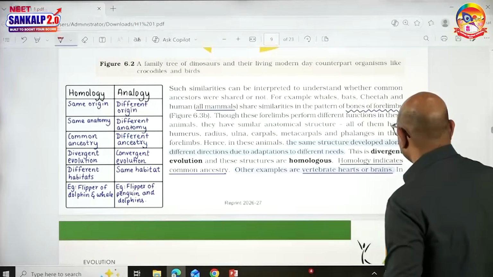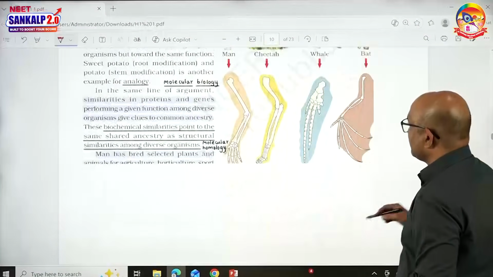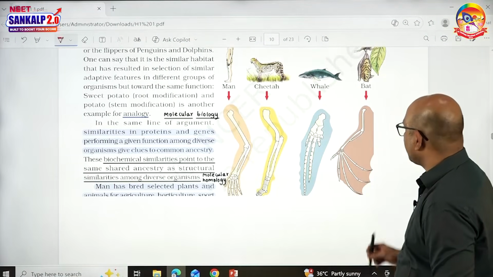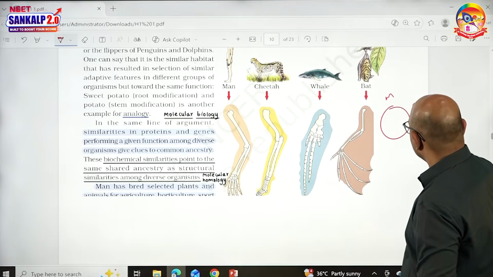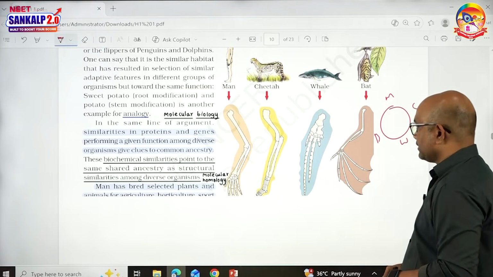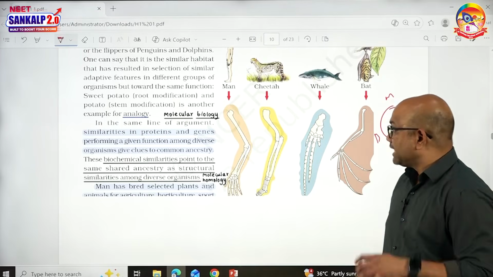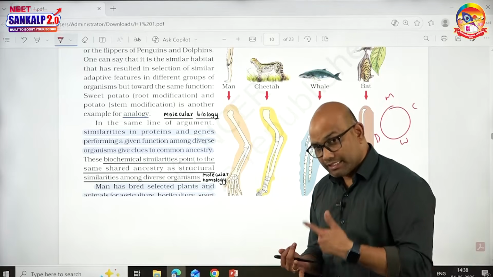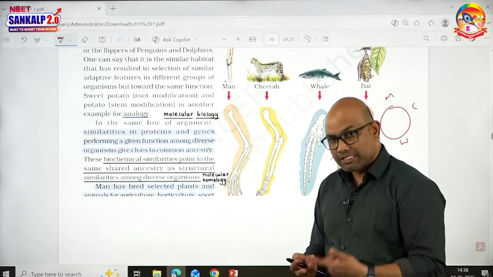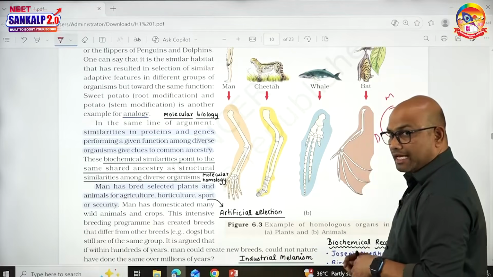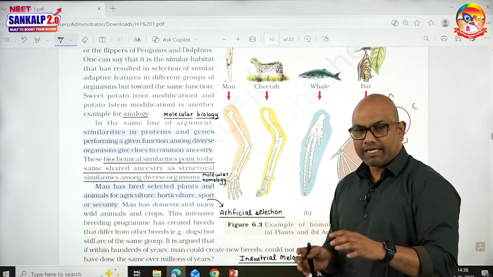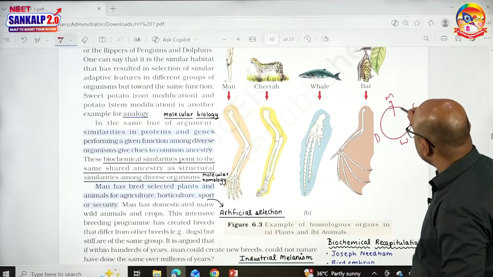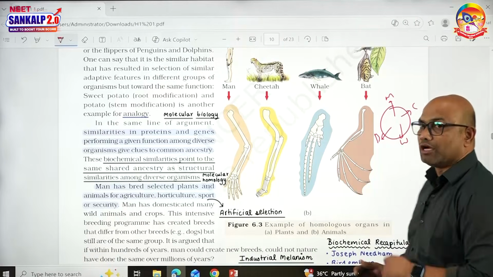Let me tell you one example here. See, the forelimb of man, forelimb of cheetah, forelimb of whale, forelimb of bat. Man, cheetah, whale, bat. All have the same origin because they have similar anatomy. The forelimbs consist of humerus, radius, ulna, carpals, metacarpals, phalanges in all of these. Hence, their anatomy is the same. So, organs whose anatomy is the same, whose origin is the same, but which show different functions are said to be homologous organs.